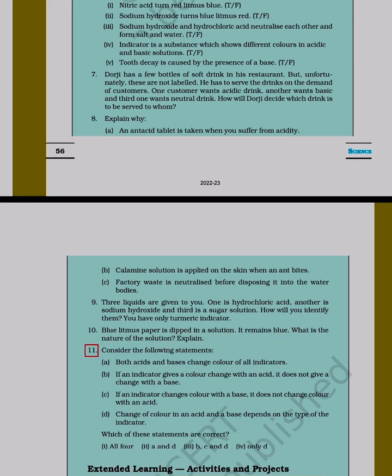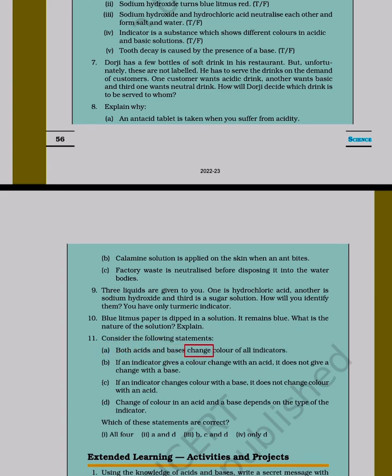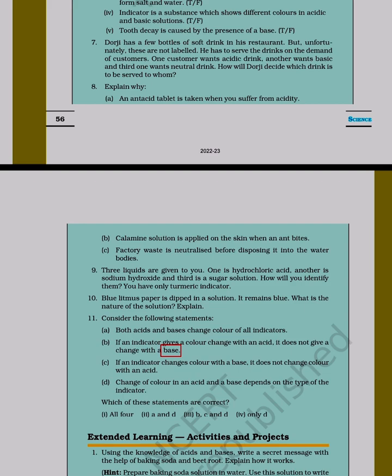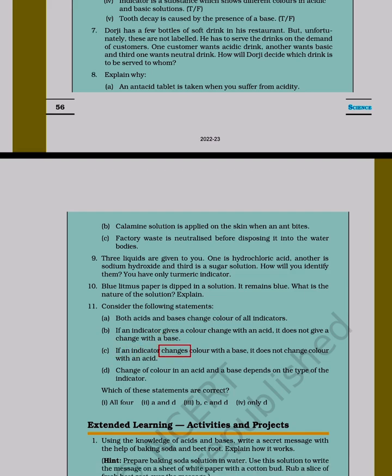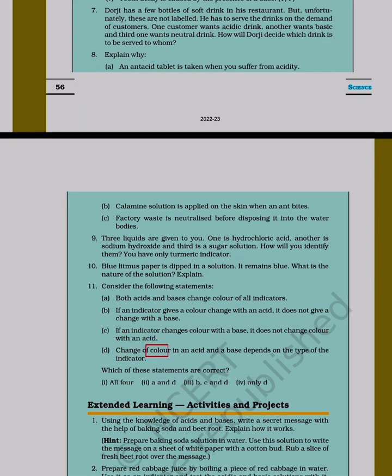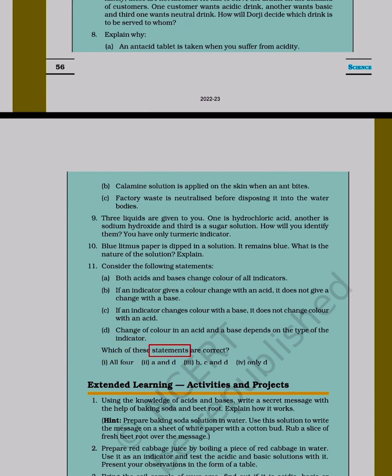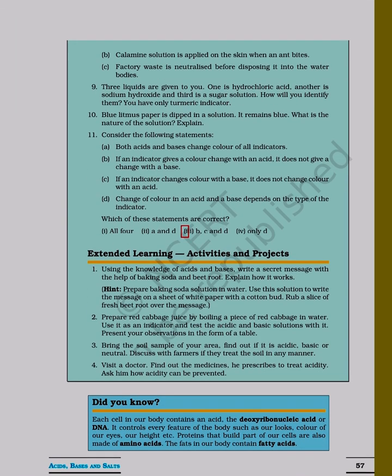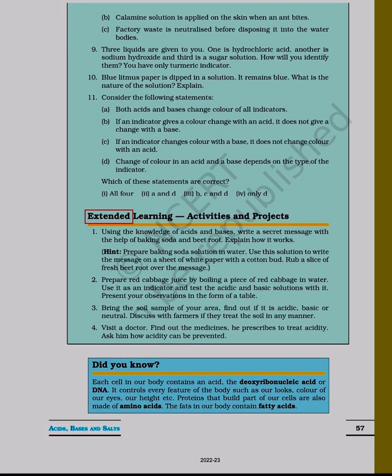Explain. 11. Consider the following statements. A. Both acids and bases change color of all indicators. B. If an indicator gives a color change with an acid, it does not give a change with a base. C. If an indicator changes color with a base, it does not change color with an acid. D. Change of color in an acid and a base depends on the type of the indicator. Which of these statements are correct? Extended learning activities and projects.